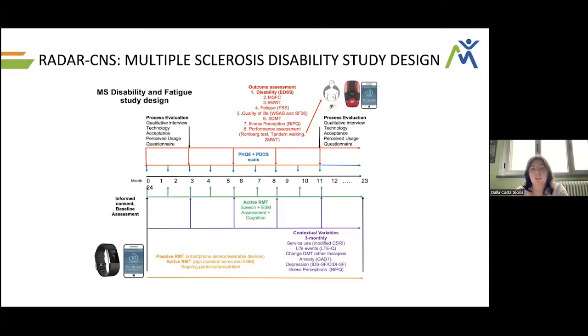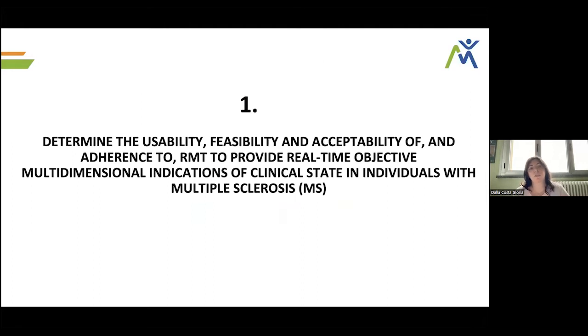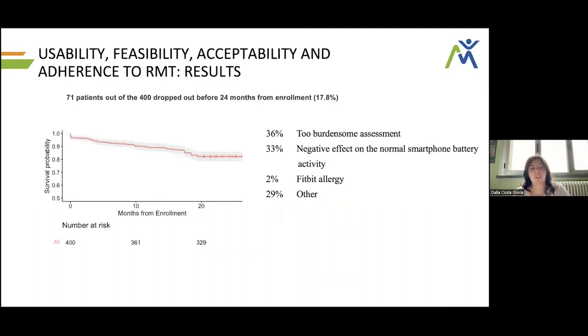And as you can see, apart from the remote passive and active monitoring, we were also performing the standard clinical visit every 3 months. And according to the first aim that we saw earlier, that is the usability, feasibility, acceptability and adherence to remote monitoring technologies by MS patients, we can see that out of the 400 patients enrolled in the MS disability study, just 71 of them, that is approximately 17%, dropped out.